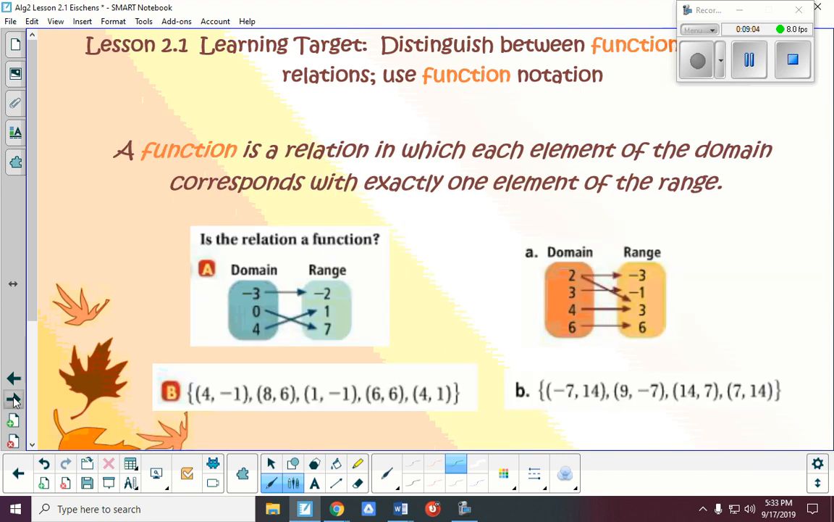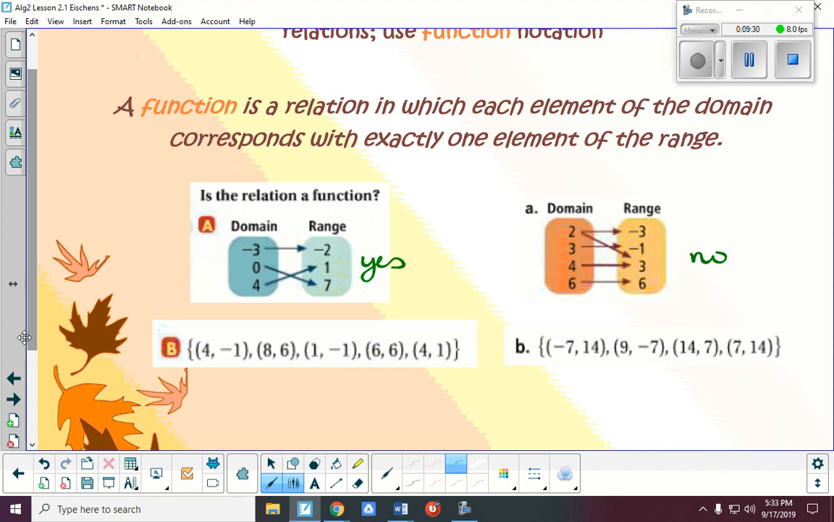So let's look at some more examples. Is this relation a function? Well, negative 3 has one output, 0 has one output, 4 has one output. So we'd say yes. In this next example, 2 is giving you two different outputs, and so we would say no. Because 2 is going to negative 3, and we could write 2 again and say that it's going to positive 3. So 2 is getting repeated in the domain.